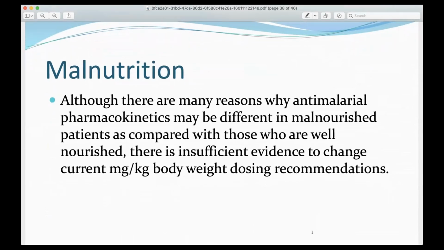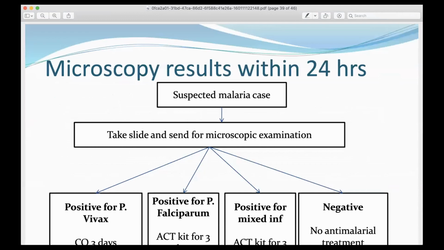So malnutrition is one of the commonest problems. If there is malnutrition in a malarial patient, then drug dosing is challenging, and also, as you all know, malaria causes low appetite. If malnutrition is there, it will prolong your disease.